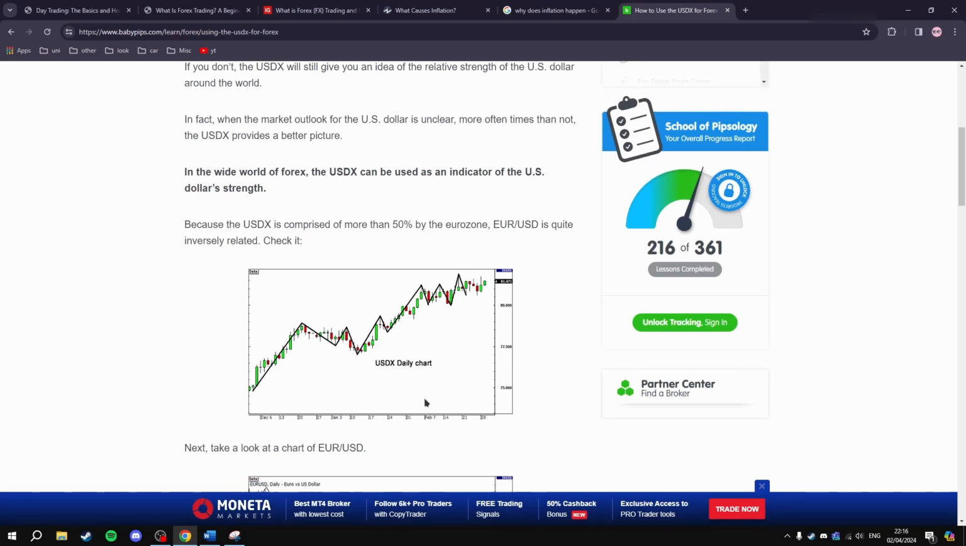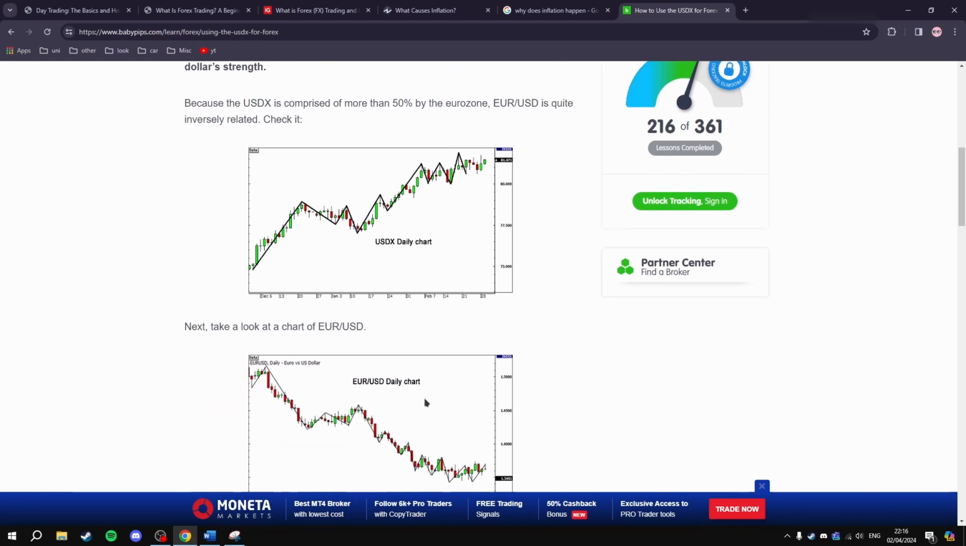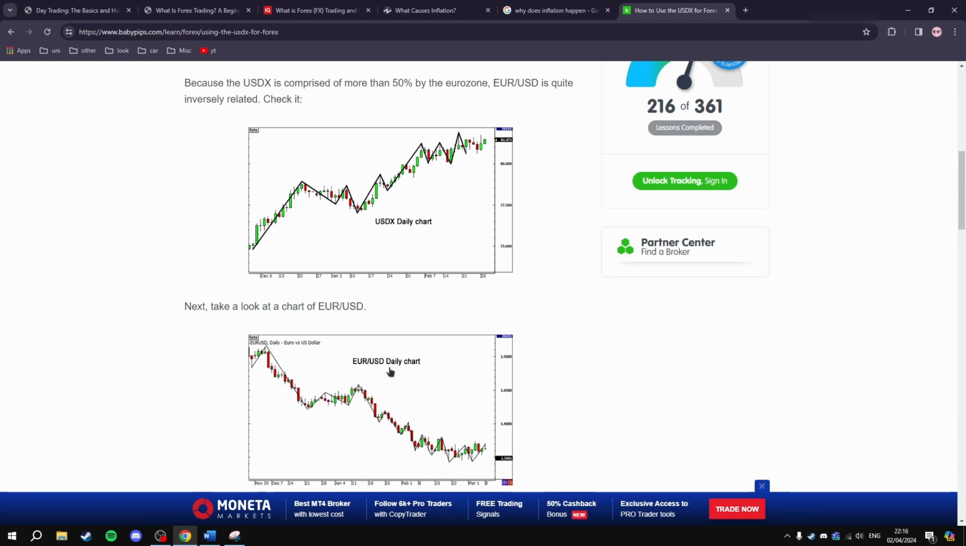Because the USDX is comprised of more than 50% of the Eurozone, EUR USD is quite inversely related. Check it out. So this is the USDX daily chart. The price or the indicator is going up. Next, take a look at the chart of EUR USD. So inversely related. If that one's going up, then this one must be going down.